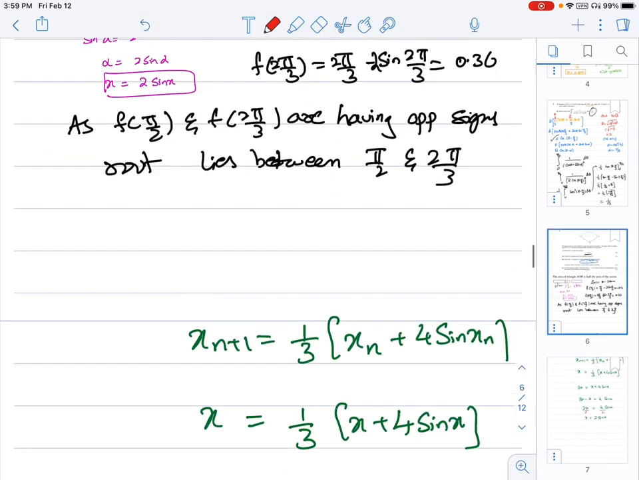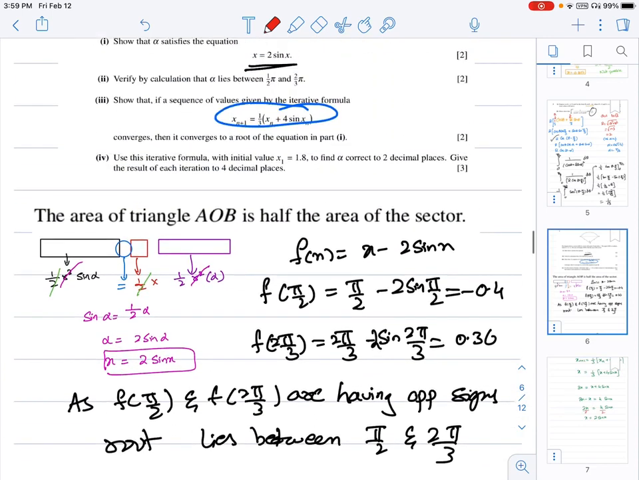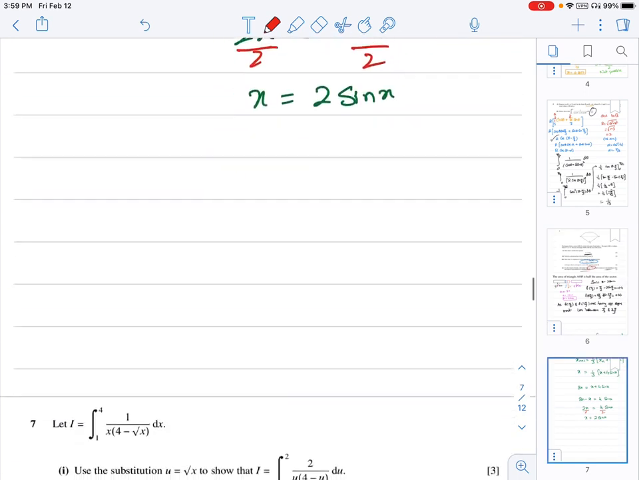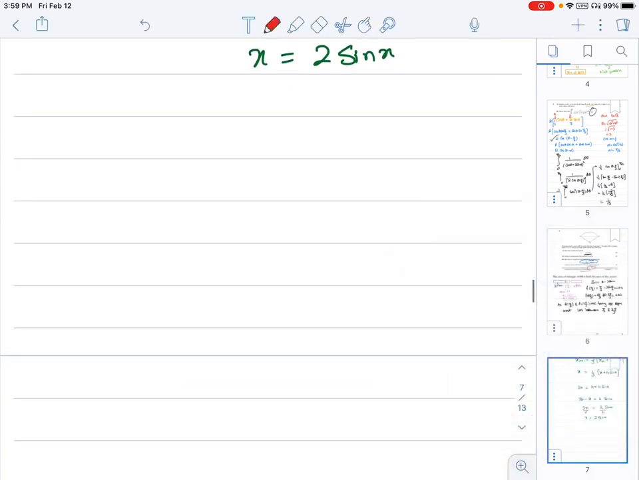Now what is being asked? Last part. Use this iterative formula to take the initial value as 1.8, correct to 2 decimal places, with each iteration in 4 decimal places. So he's asking us to do each iteration in 4 decimal places.